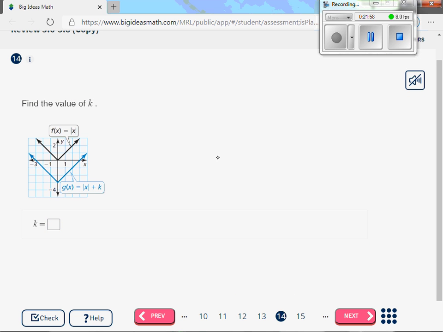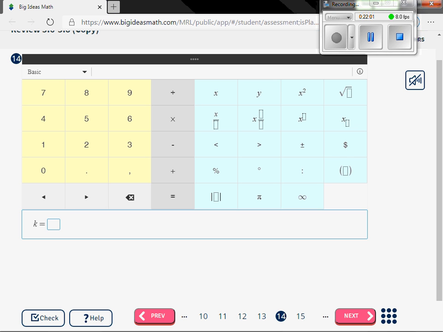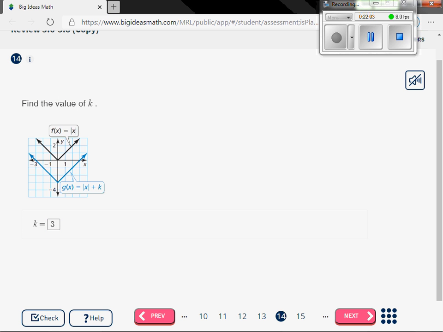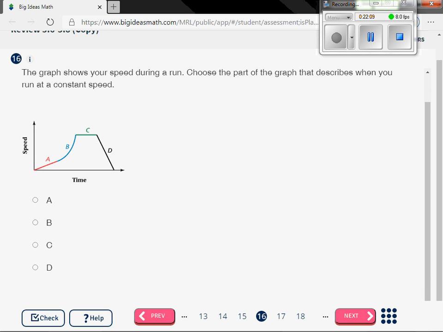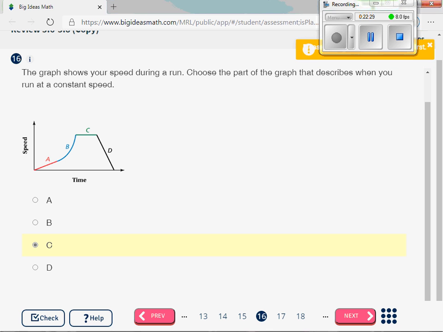This one here, I'm not going to worry too much about these here. The graph shows you the speed. Choose the part of the graph that describes you running at a constant speed. So if it's constant speed, is it increasing, decreasing? No, it's remaining the same. So which part of this graph is remaining the same? C. And C is going to be the correct answer.